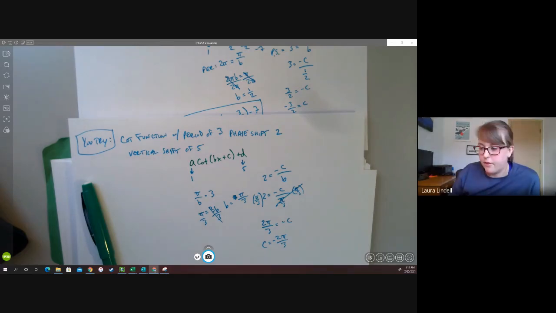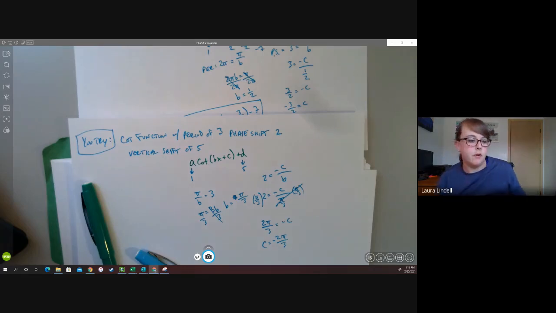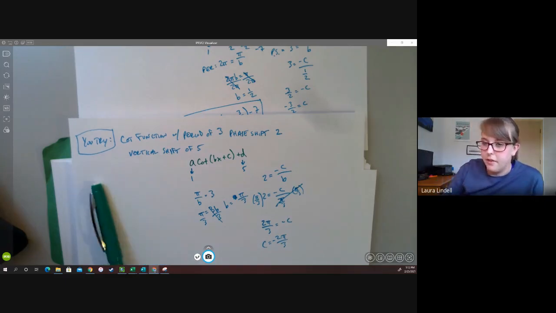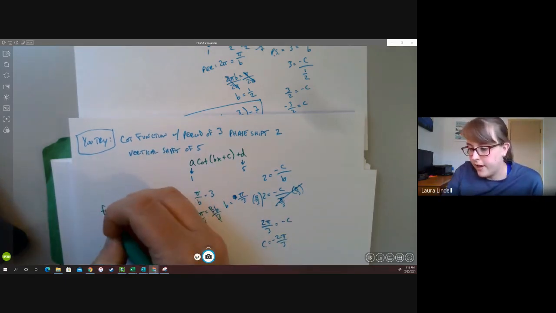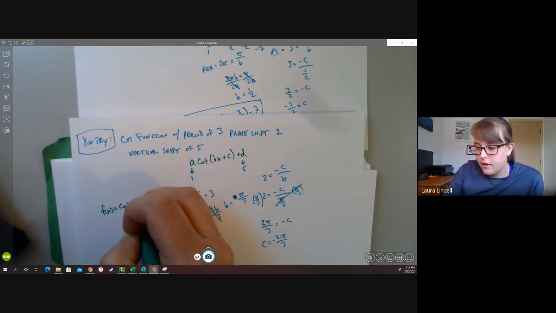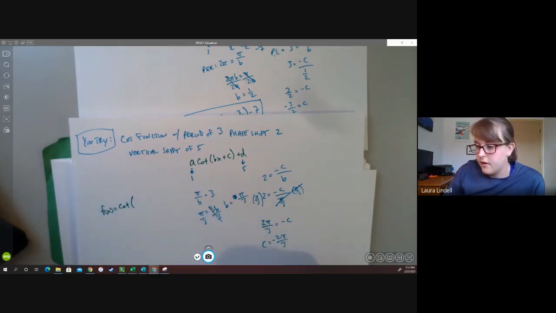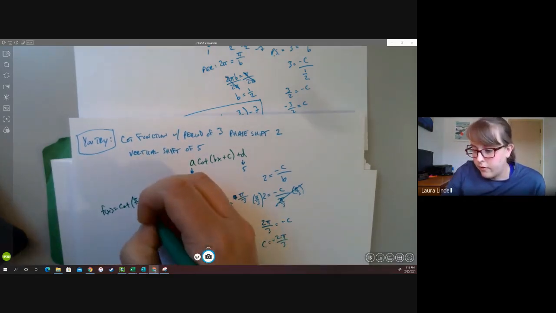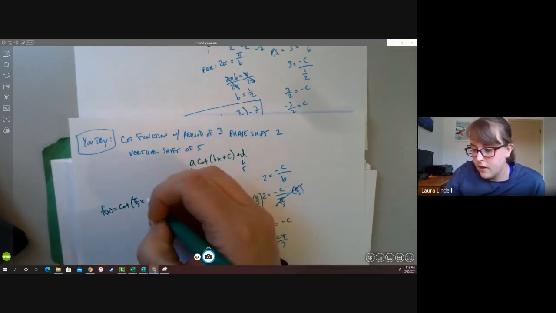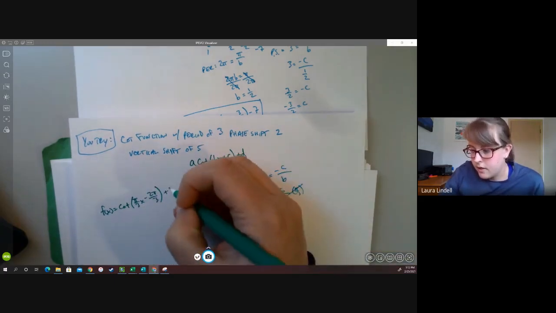So putting it all together, what do we get? That might be an annoying one to type, so we'll just put it together. F of x equals cotangent of pi over 3 x minus 2 pi over 3, plus 5.